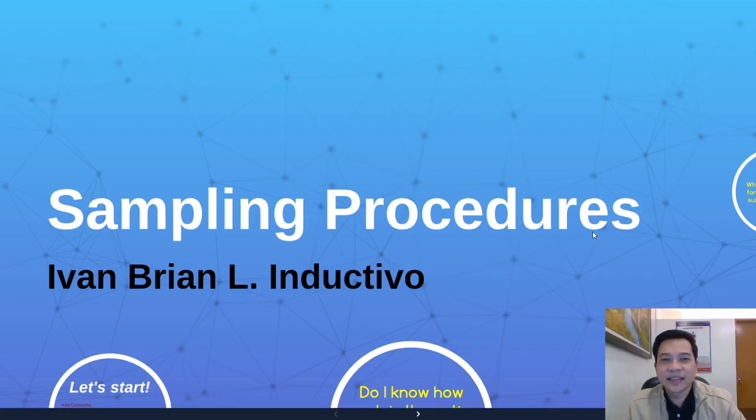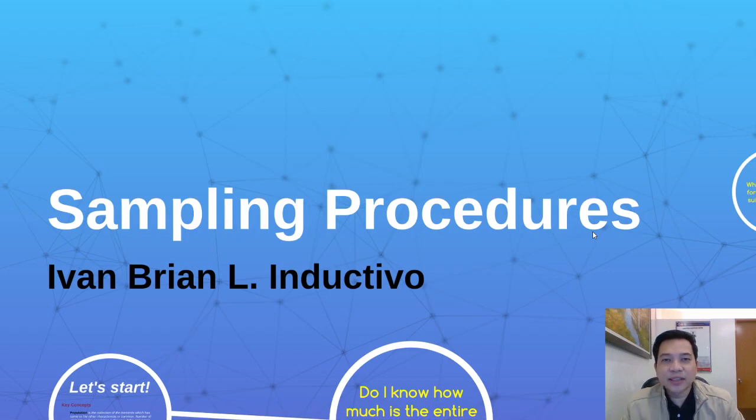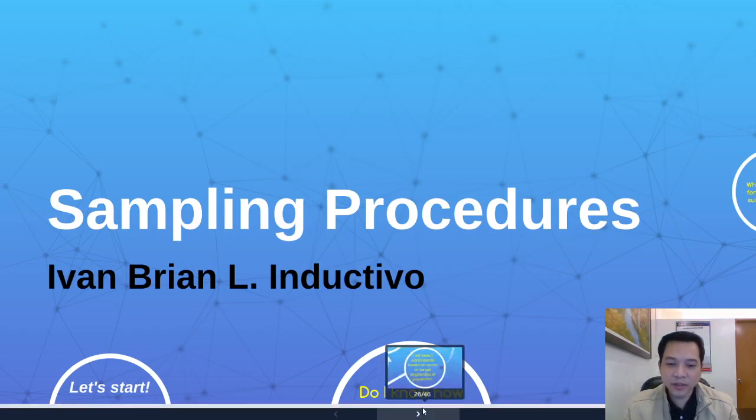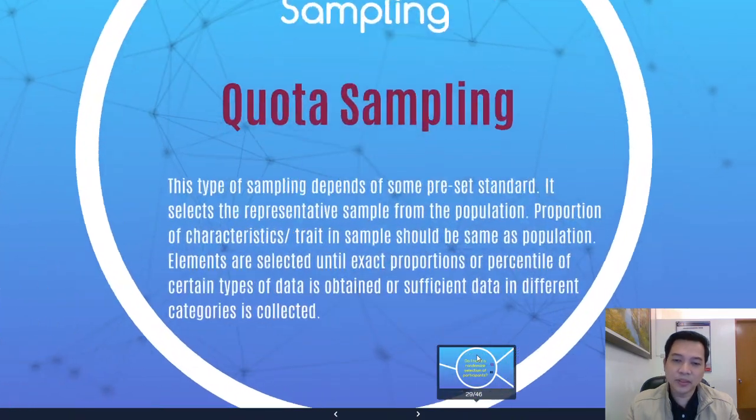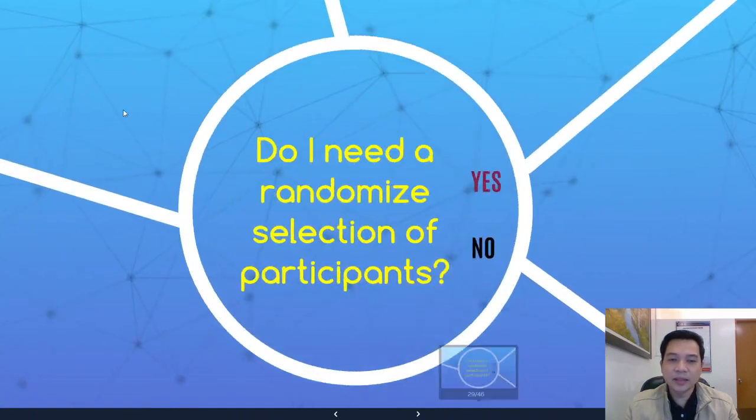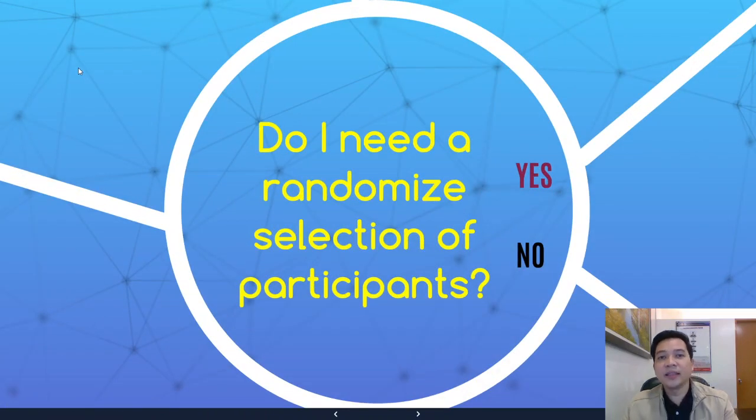Welcome back. Again, I am your instructor, Ivan Brian Elindactivo, and we are currently discussing sampling procedures. So, the first part of our discussion was dedicated to census, and the last portion was about us determining the non-probability sampling.